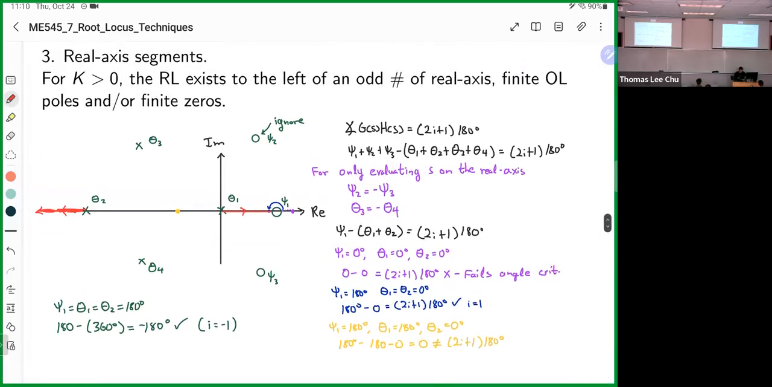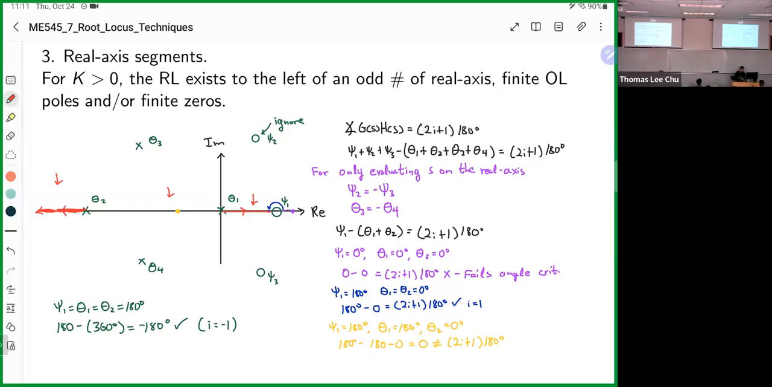So what they mean is the root locus exists to the left of an odd number of real axis finite open loop poles and zeros, like to the right. So when I check this point here to my right, I have one zero. If I check this point here, I now have 1 pole and 1 zero there, so it's 2. They cancel each other out, and now I'm back to an even multiple of 180 degrees. When I check here, I have an odd number of poles and zeros to my right side on the real axis, meaning that the root locus exists again.